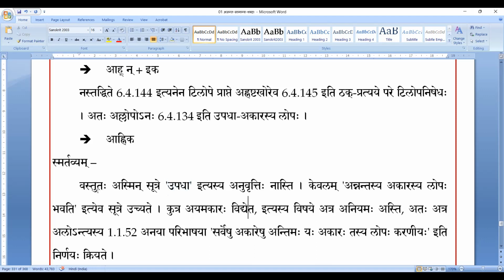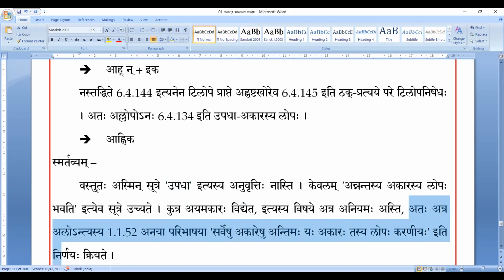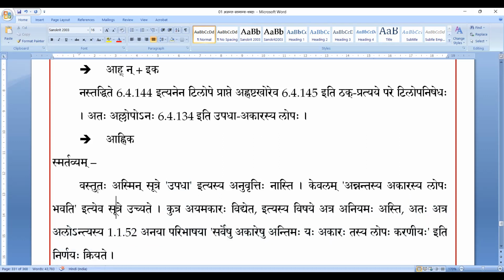Kutrayam Akara Vidyeta Ityasya Vishaye Atra Aniyamaha Asti. Which Akara, with regard to that there is Aniyamaha, there is no Niyama, there is no rule, no regulation. Atra Alontasya Anaya Paribhashaya Sarveshu Akareshu Antima Yaha Akaraha, that alone will become Lopaha. Otherwise, what will happen?